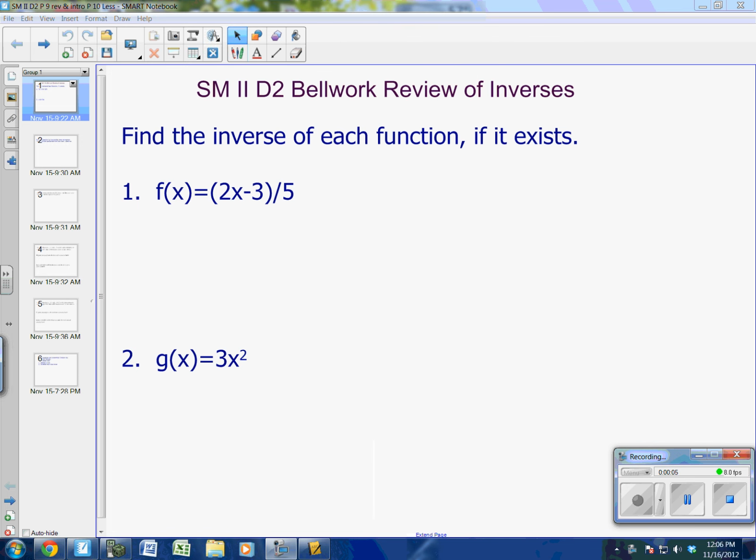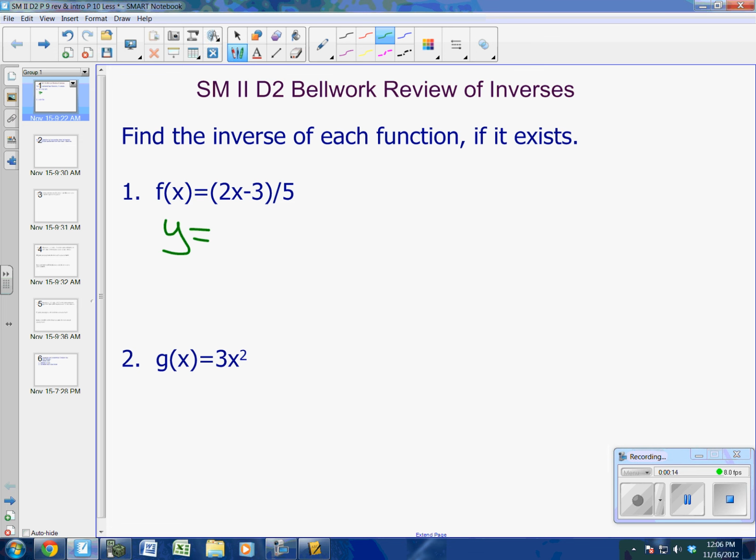Okay, we want to find the inverse. How many of you got it? Okay, I showed you 4 steps. Step 1, change f of x to y. Okay? And if you want to just use an f of x instead of a y, you can.